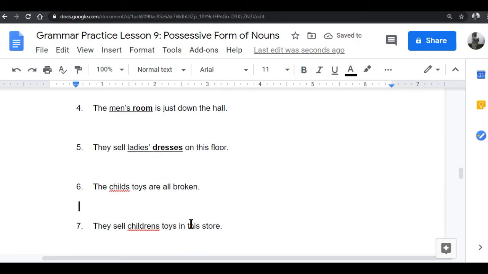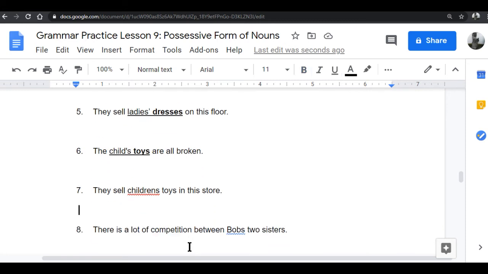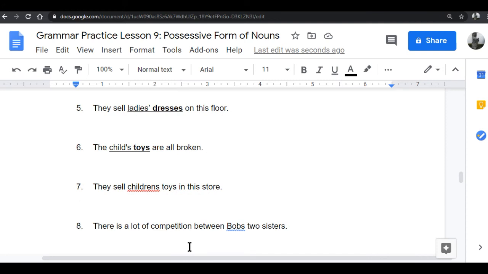Great. 6. The child's toys are all broken. Poor child. So the apostrophe comes here. Toys. The child's toys. Remember that it's about the noun that we are saying the person possesses. The child's toys are all broken. And 7, plural. They sell children's toys in this store. What do they sell? Children's toys. Thank you, my precious assistant. Children's toys they sell in this store.